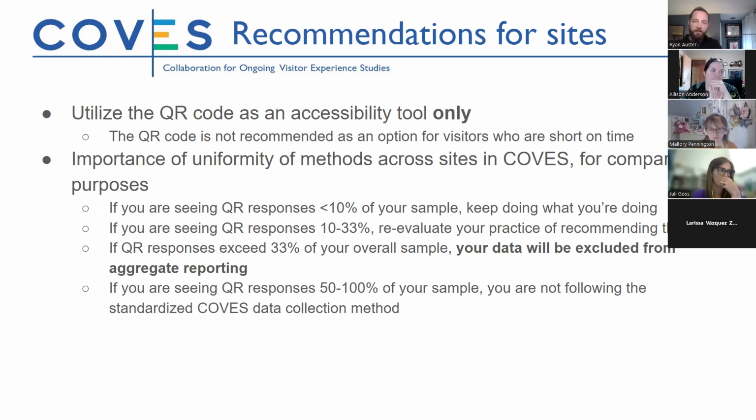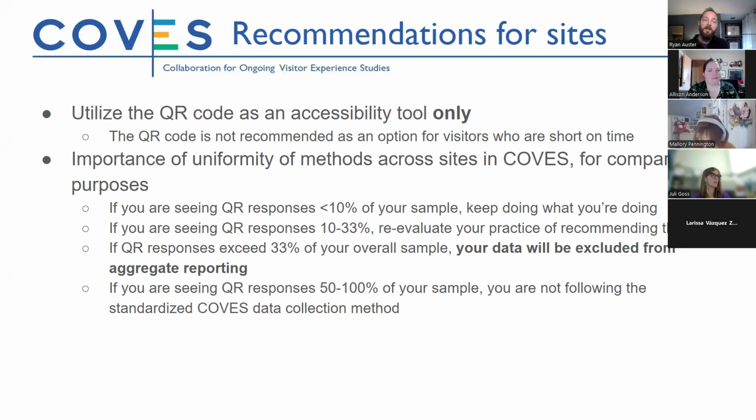So Julie, this kind of piggybacks on your question because you can look at your sample sizes, if nothing else. If you're seeing QR responses less than 10% of your total sample, keep doing what you're doing. 0% is fine, 9.9% is fine. One out of every 10 surveys coming through on the QR for any reason, we don't see as being a detriment to a lot of those things we talked about before, our ability to aggregate, your confidence in the data, et cetera.